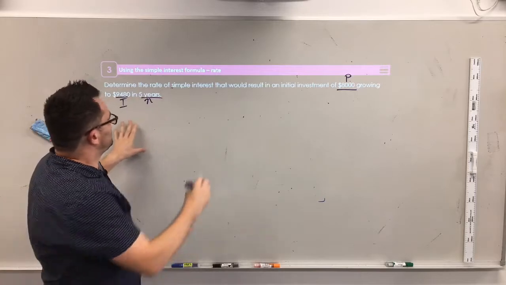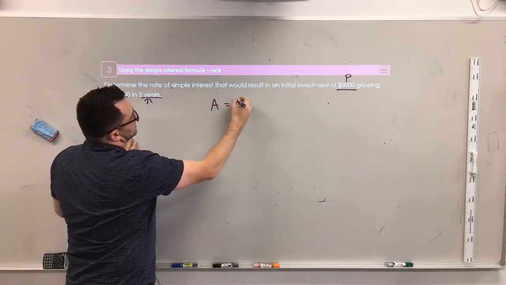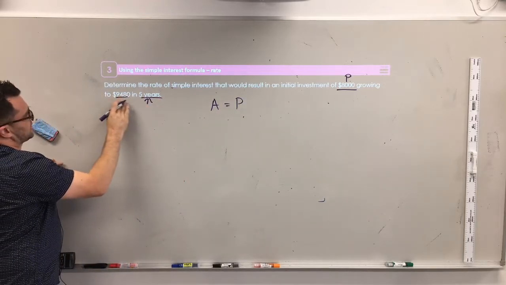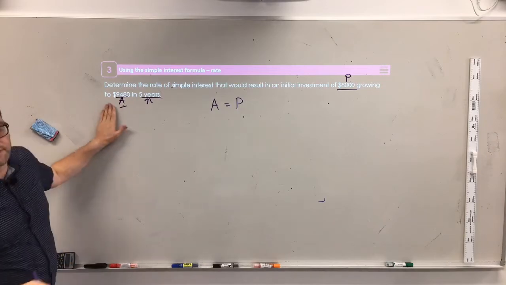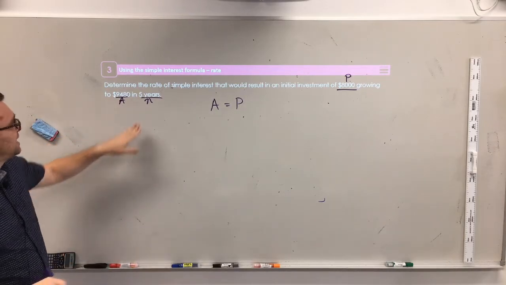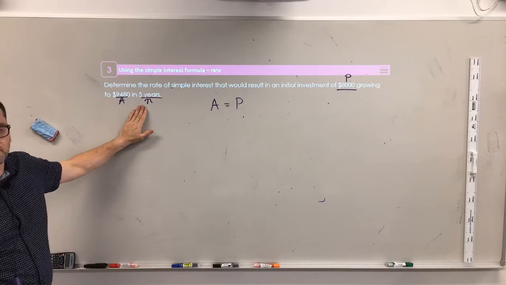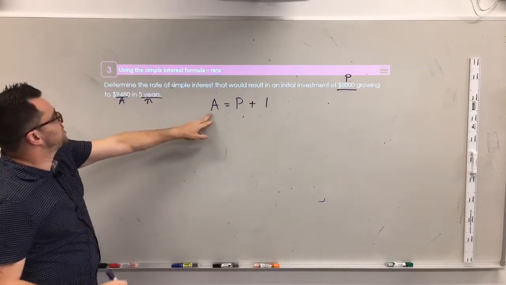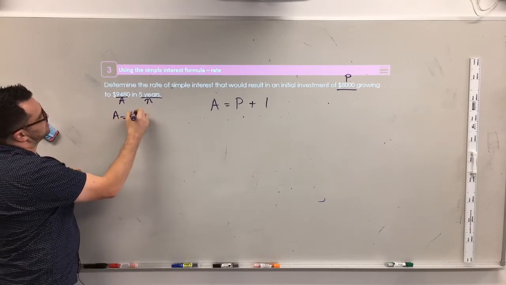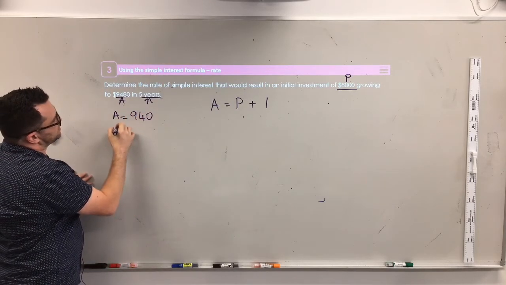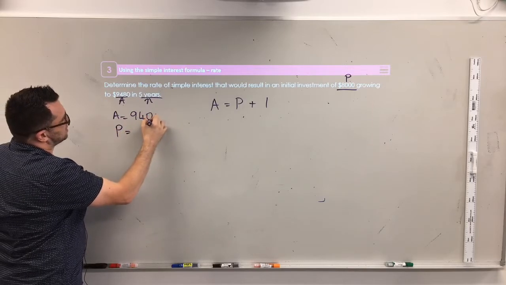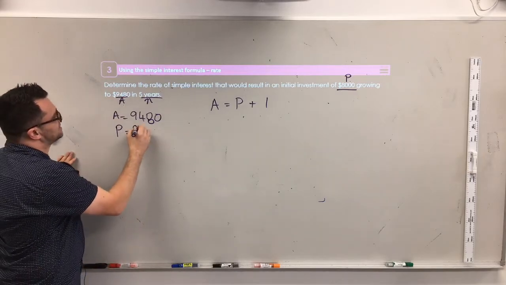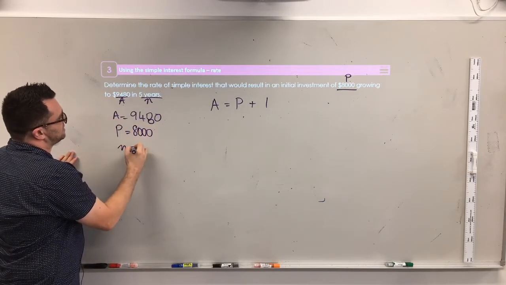So we know that our final value equals, this is A, $9,480 is our final amount. Initial amount is P, and number of terms is N. So A equals P plus I. We know that A is 9,480. P is 8,000. N equals 5.